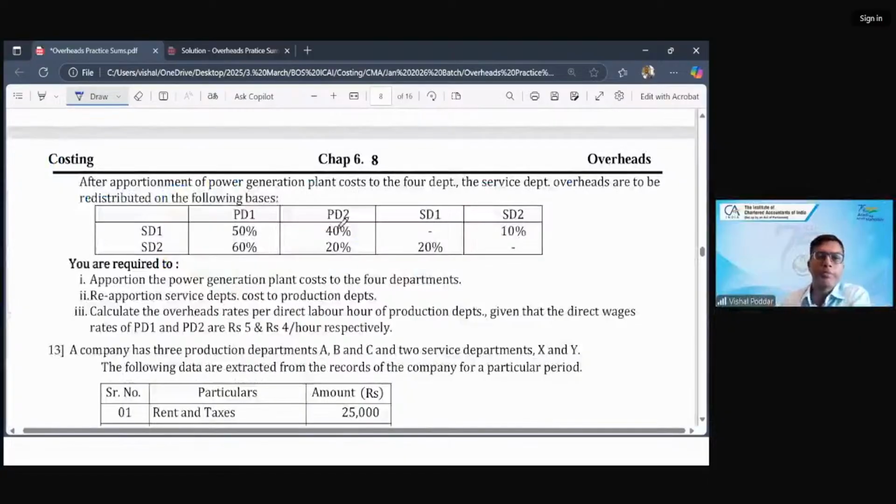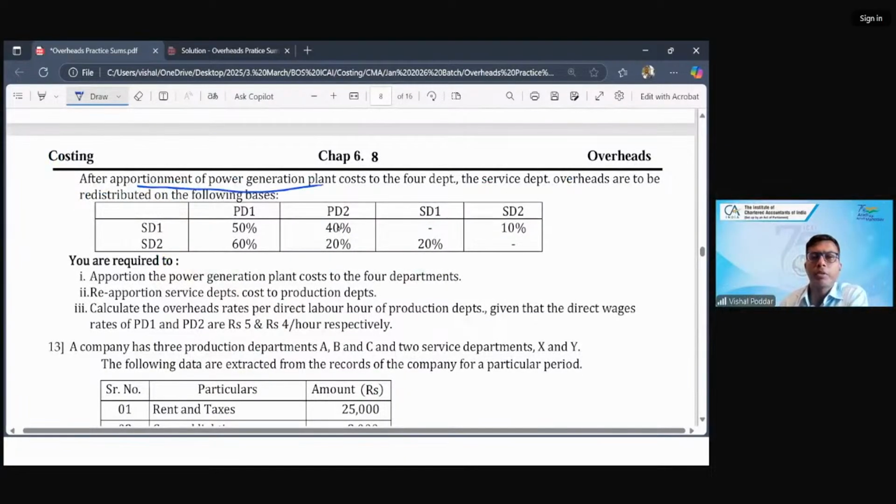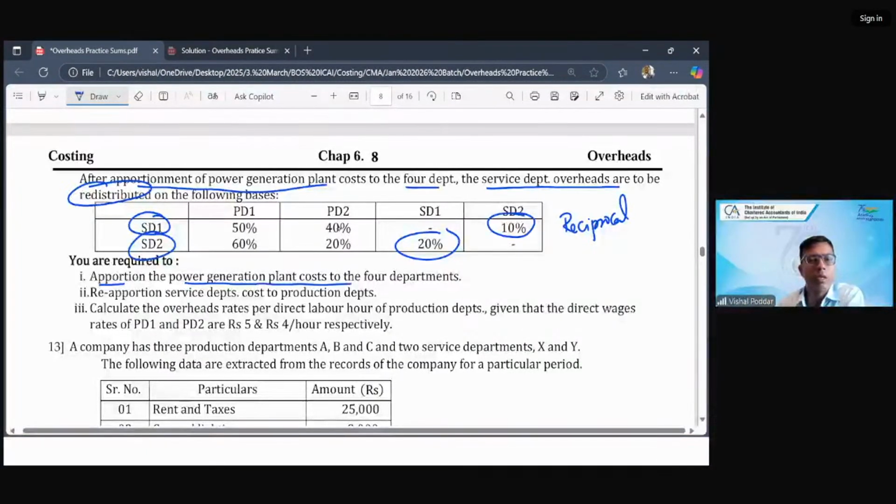Now, what it says, after apportionment of power generation costs to the four departments, the service department costs are to be redistributed. Now, as you can see, SD1 is giving to SD2, SD2 is giving to SD1. So definitely this is reciprocal. Have they asked us by which method you have to solve? First they say apportion power generation costs. We have done. Reapportion service department to production department. That's it. They have not given which method. So we have to go by the same.